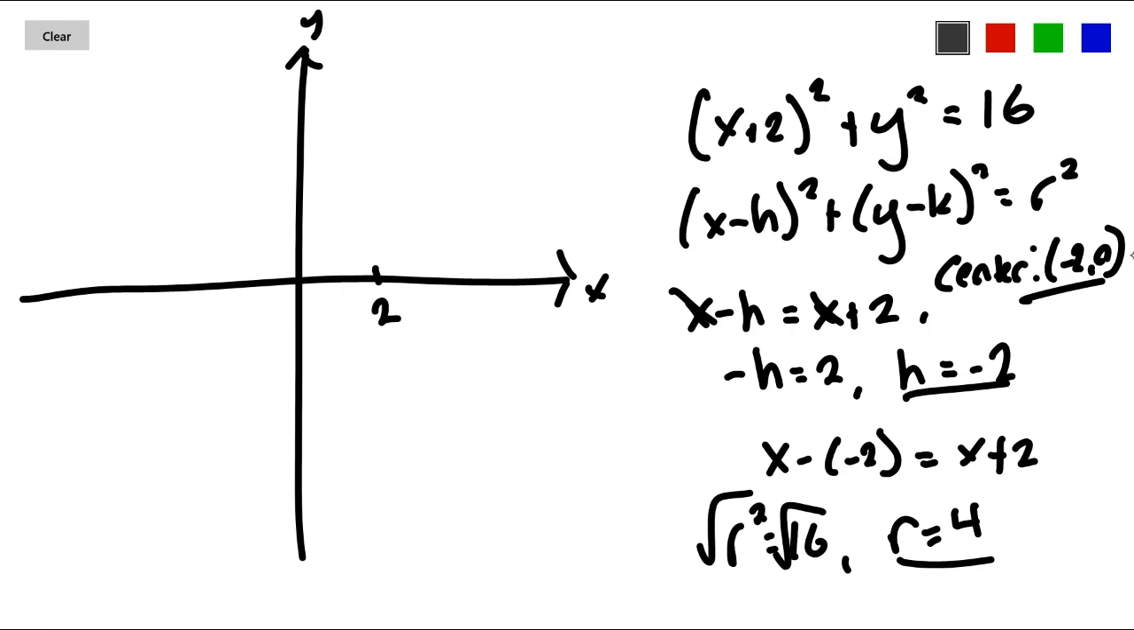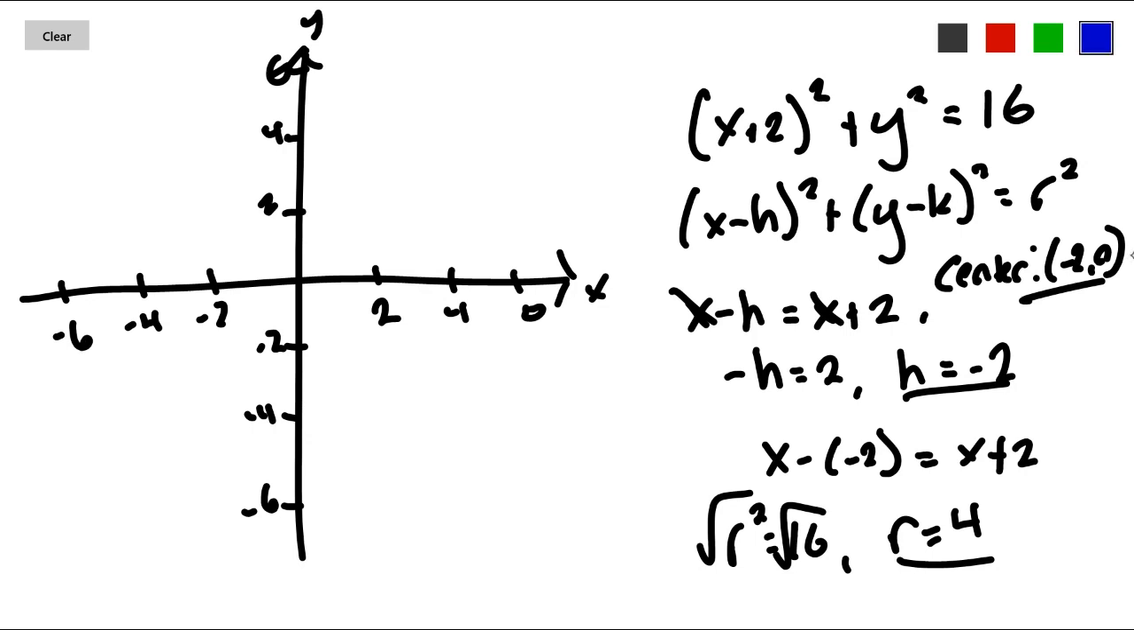And I'll count by 2's this time. 2, 4, 6, -2, -4, -6. There we go, kind of like that. Center is at the point -2, 0. And then my radius is 4, so I'm going to extend out 4 units in each direction.